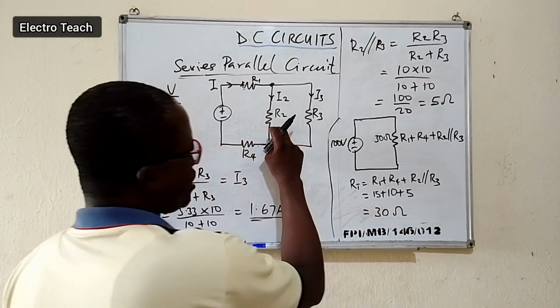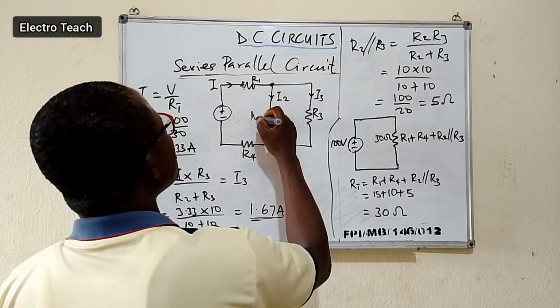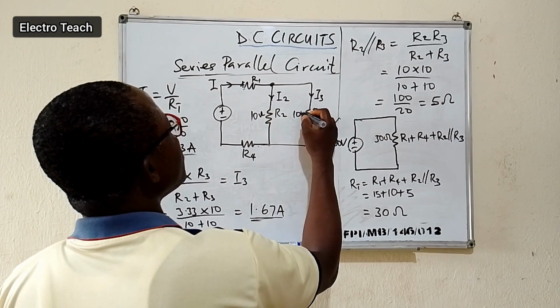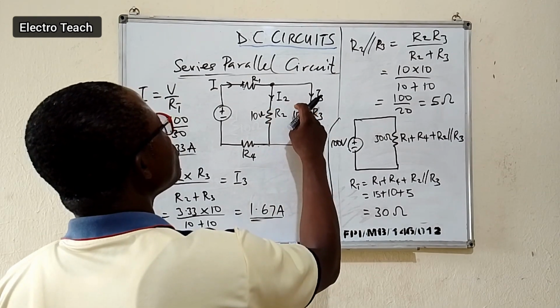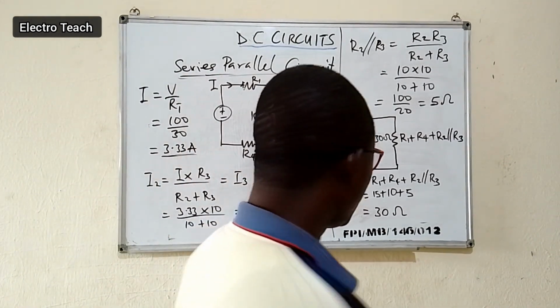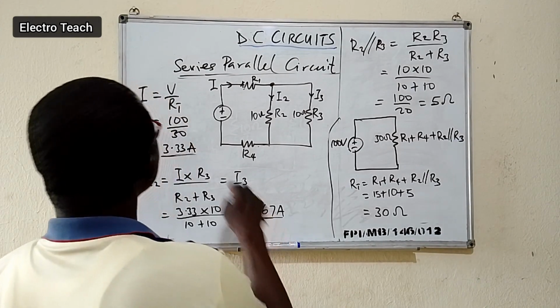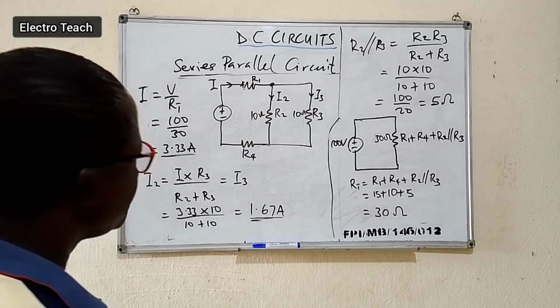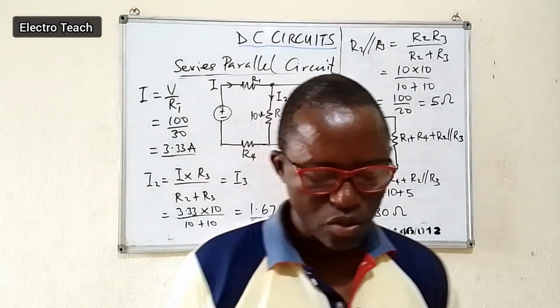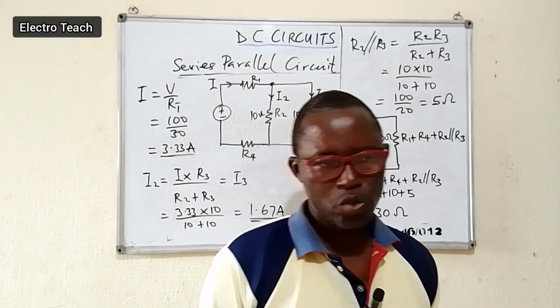So we have 10 ohm here, we have 10 ohm here by the question. So the current will be divided into two equal halves, which is equal to 1.67 ampere. So to determine the total current, you can sum this up or multiply it by 2. Then it gives us the value of the total current again. And that is it. That is how to determine the equivalent resistance of a series parallel network.